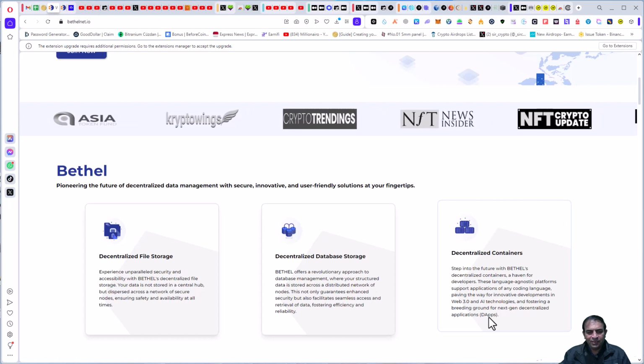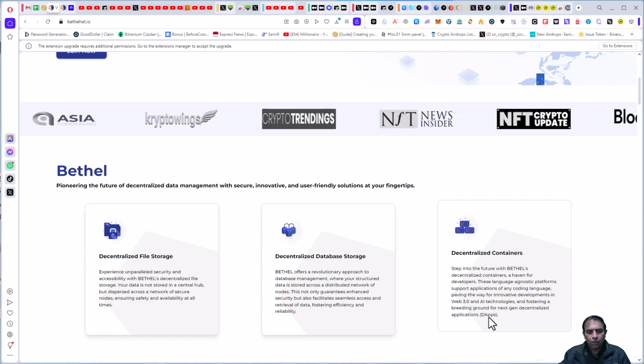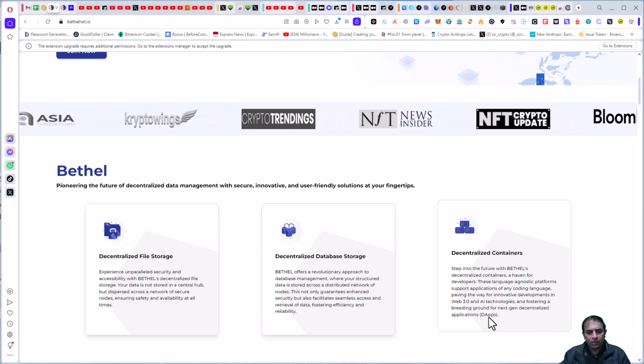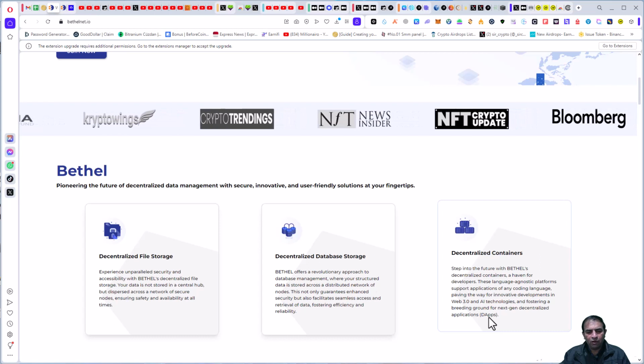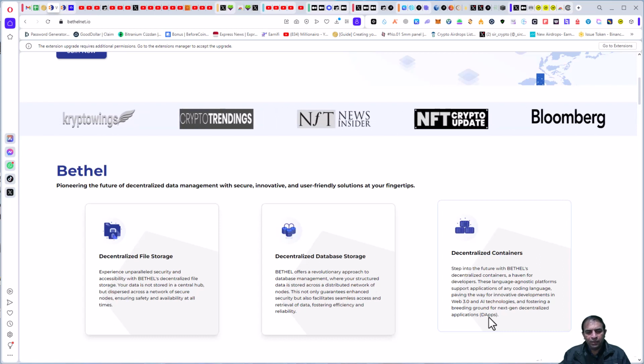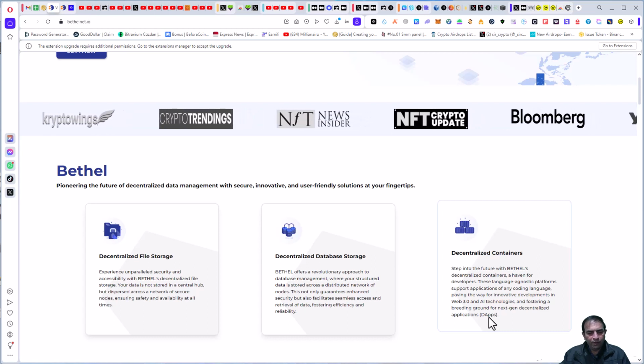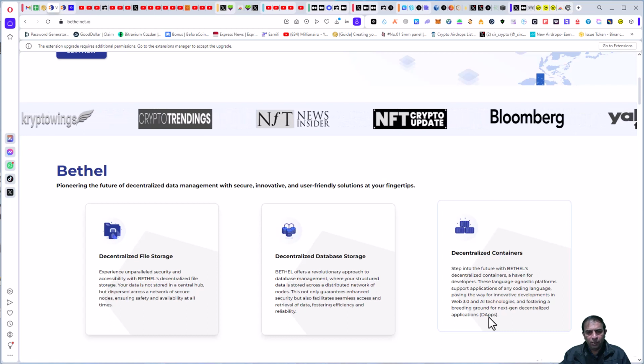With BETHEL's decentralized file storage, your data is not stored in a central hub but dispersed across a network of secure nodes, ensuring safety and availability at all times.